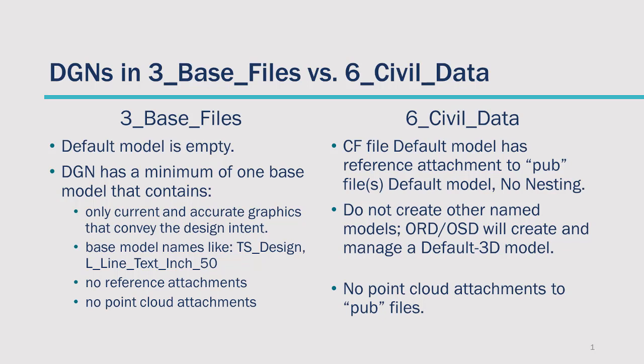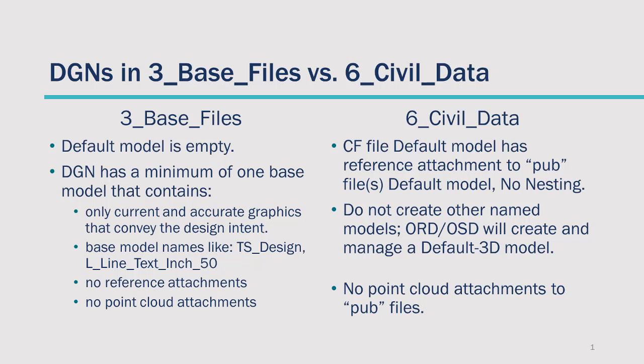I see it all the time. I'll look at the number 3 base files folder in the dependency viewer and I'll see all these reference attachments. It's like, no, you're not supposed to have any reference attachments in base files, and no point clouds. Now, number 6 civil data, still no point clouds. Point cloud attachments to any data that ends up feeding our plans really messes with our ability to produce PDFs. So do not attach point clouds to pub files.